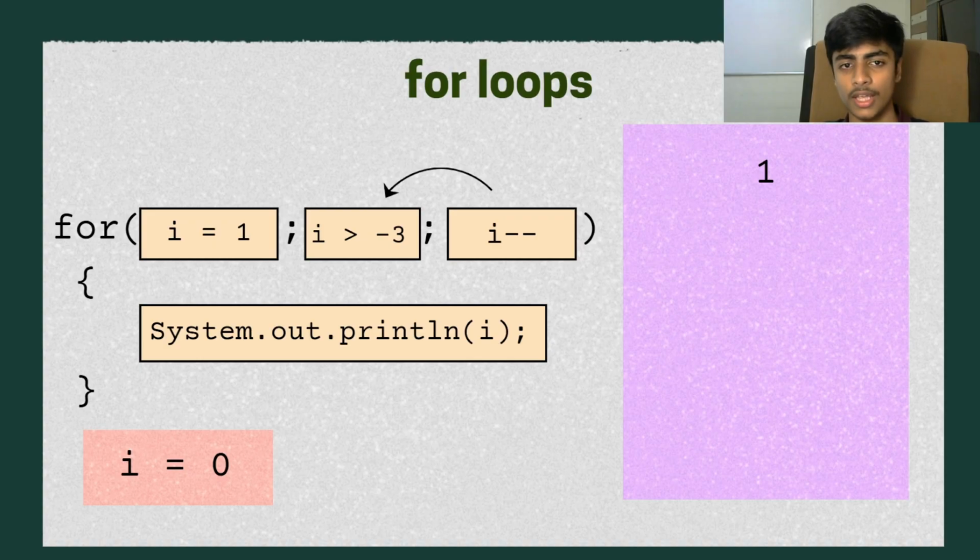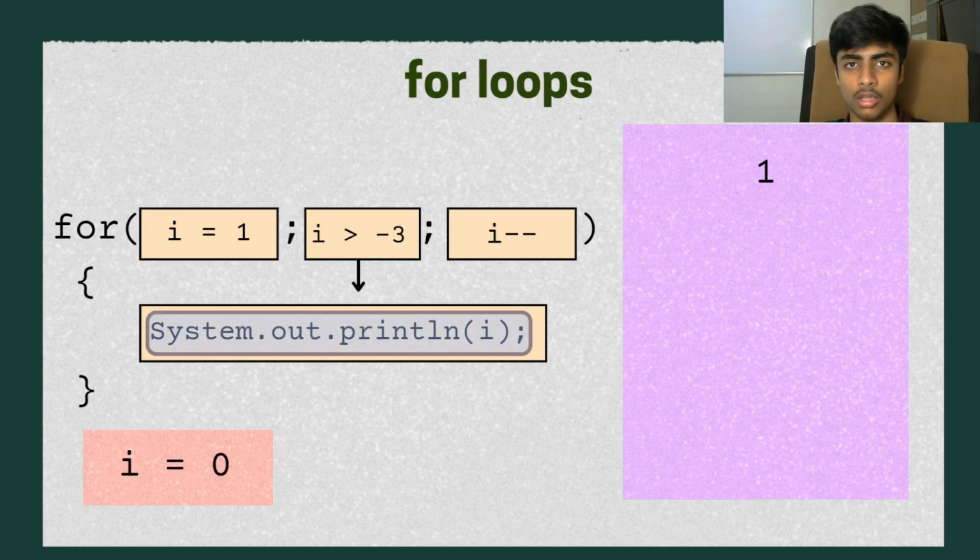Now we're checking if 0 is greater than minus 3. This condition is true. 0 is greater than minus 3. So since the condition is true, we're going to move on to the block of code again. We're again printing the value of I, which is now 0. So you're going to print 0 on your output window.